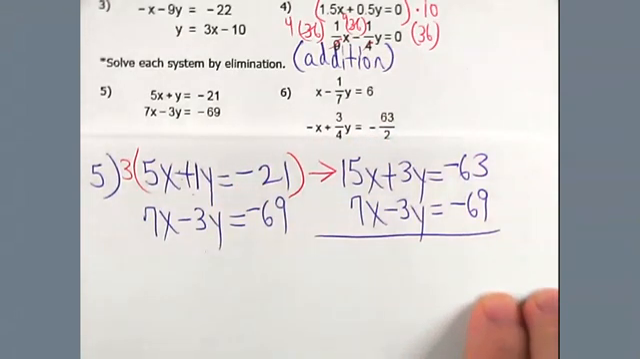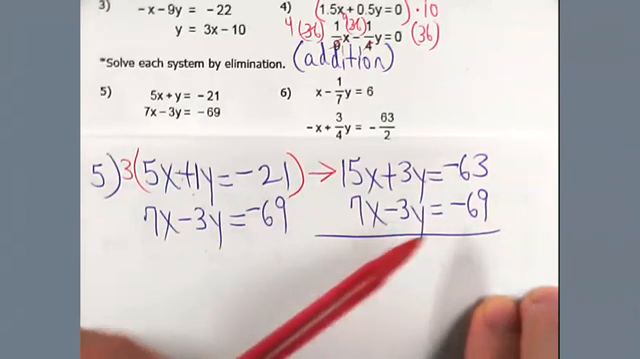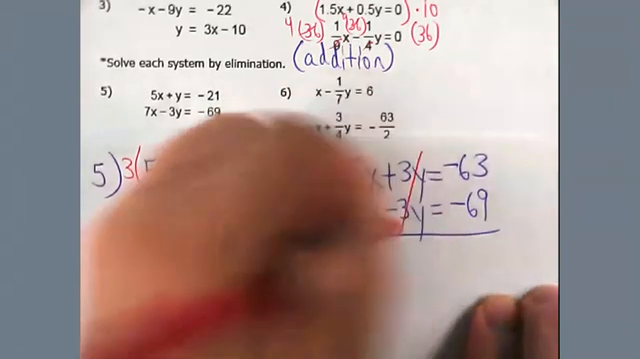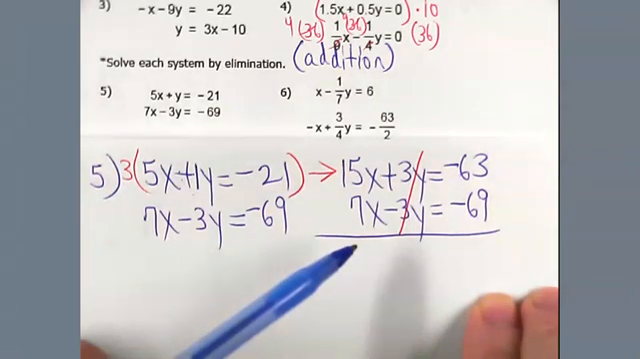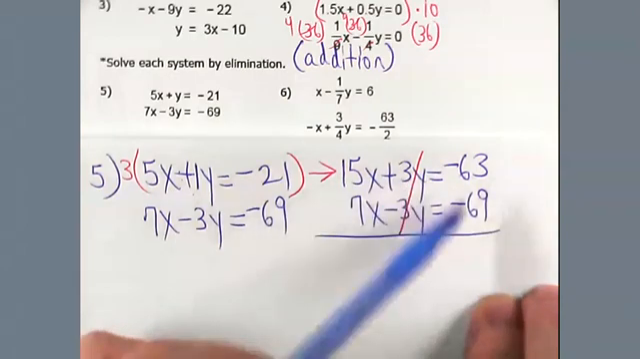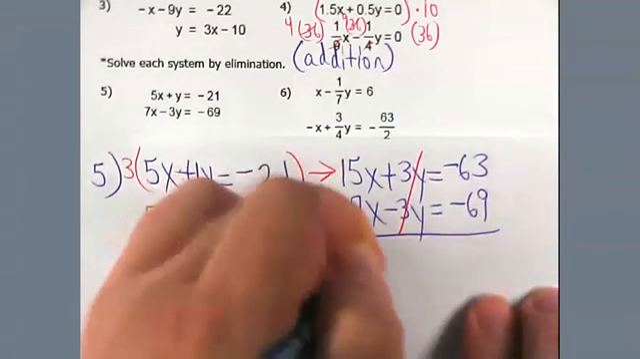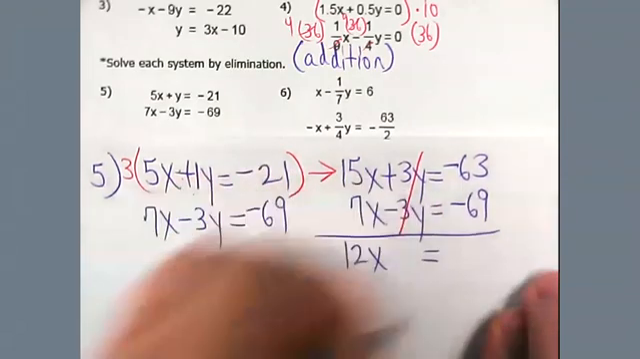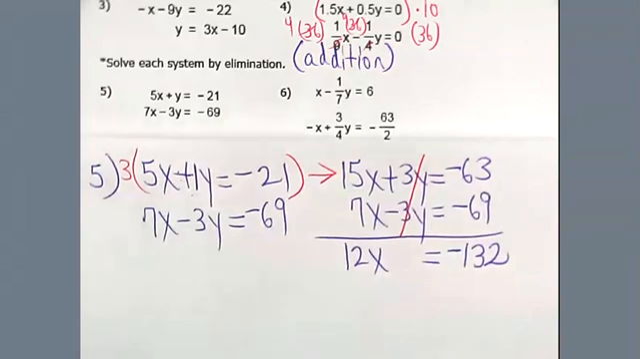And now we can cancel out or eliminate the y terms. What you do with the rest of the problem is combine your x's and combine your numbers. So we have 12x equal to negative 132. The last step, divide both sides by 12.